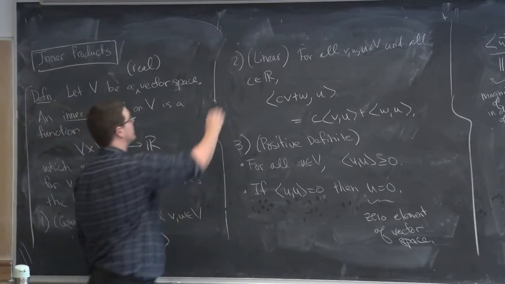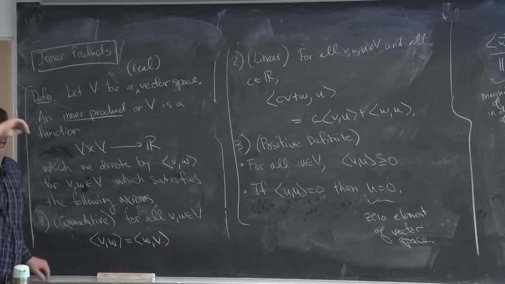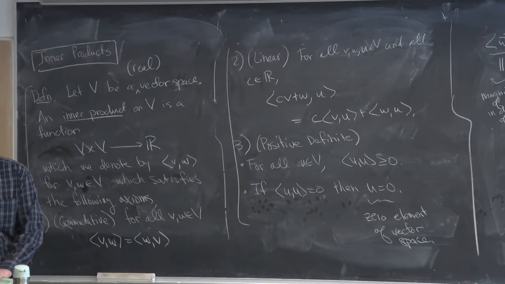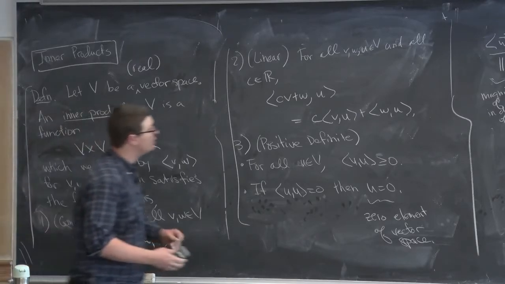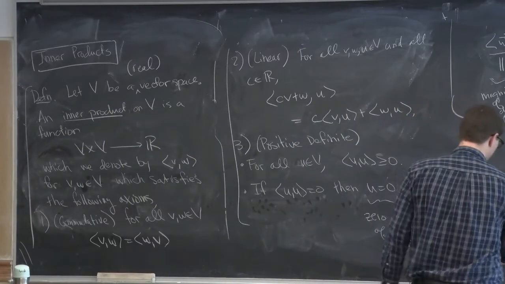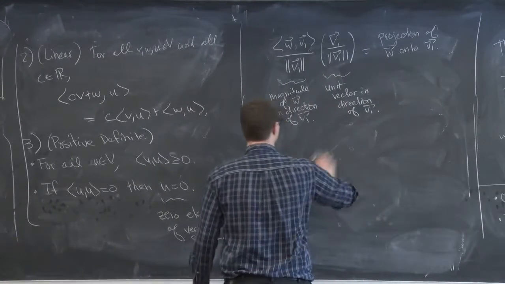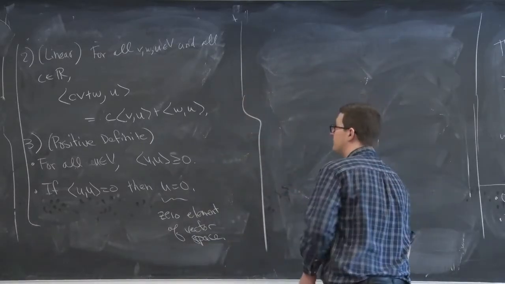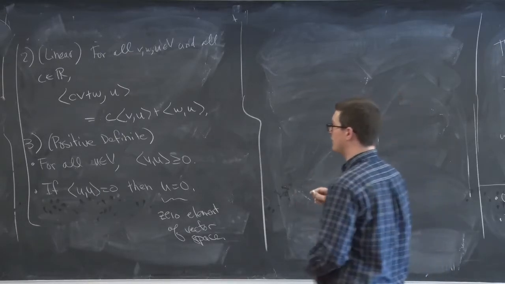So this is in the book too. These axioms are written down in the book. Let me give you a sequence of definitions now, and then we will do examples. So this is an inner product space, and let me give you some definitions.